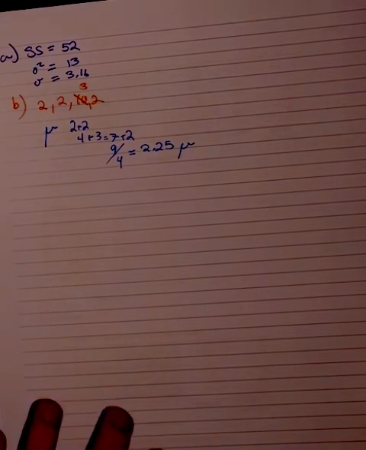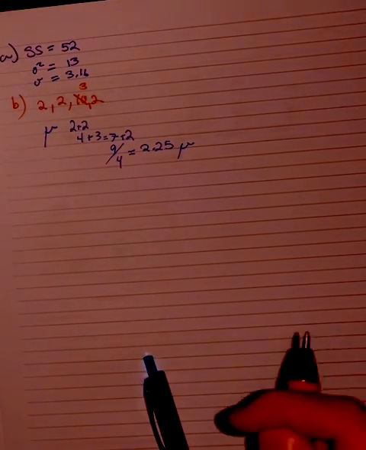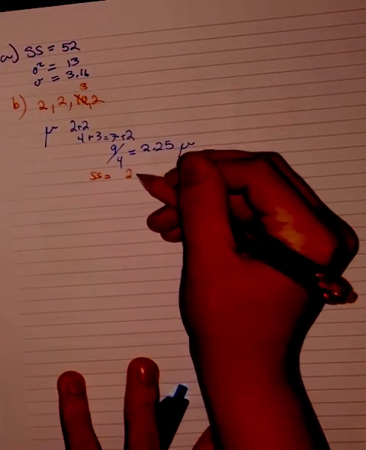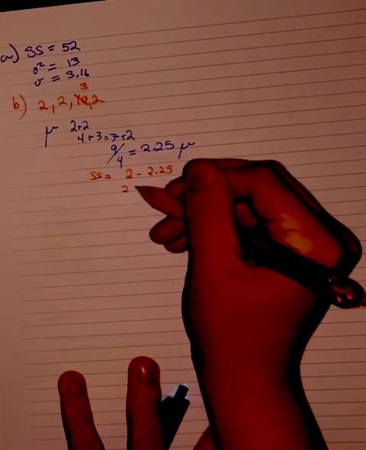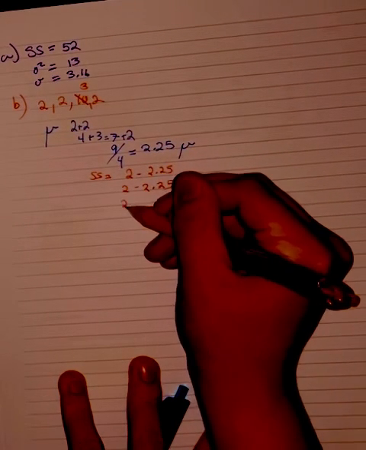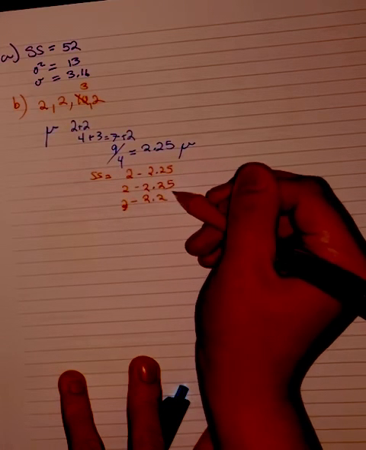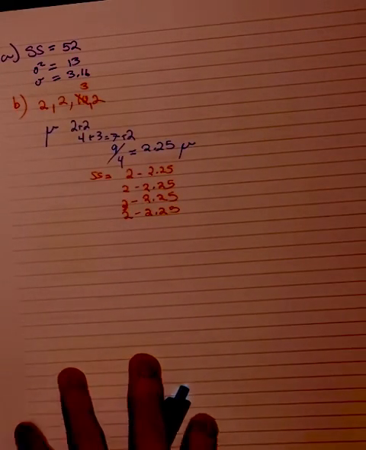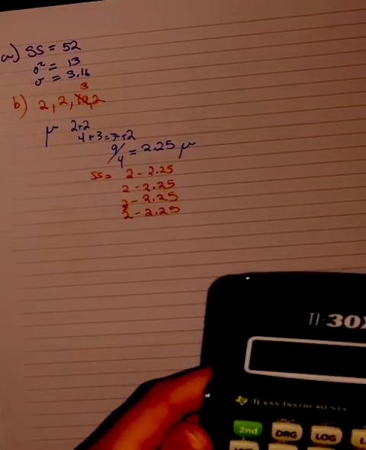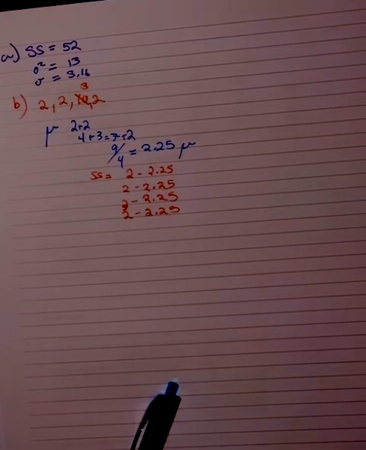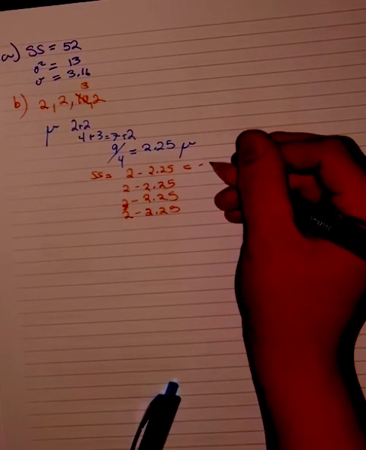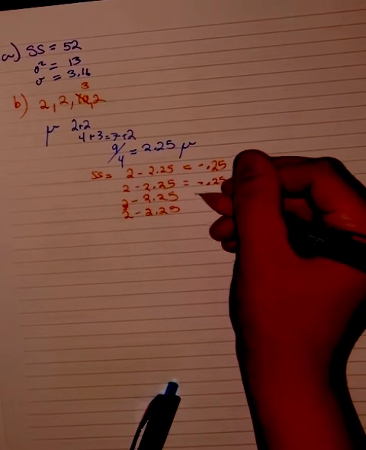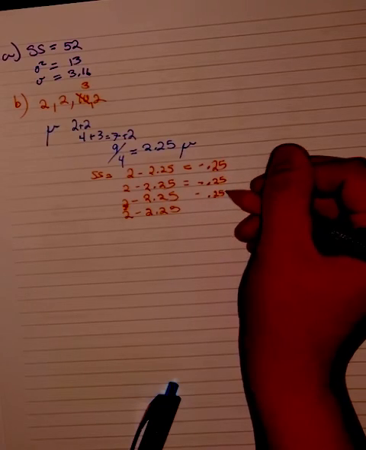Now that we have our mean, we're going to find our sum of squared deviations. So that will be each of our scores: 2 minus 2.25, 2 minus 2.25, 3 minus 2.25, and then 2 minus 2.25. So 2 minus 2.25 will equal negative 0.25, which means all these other 2s will also equal negative 0.25, except for that one.